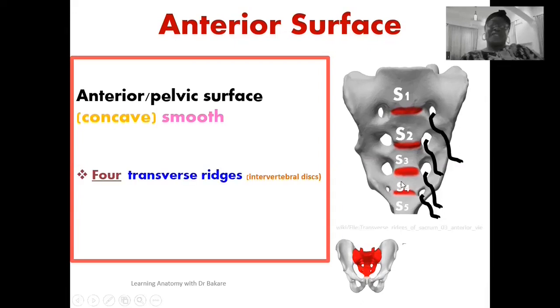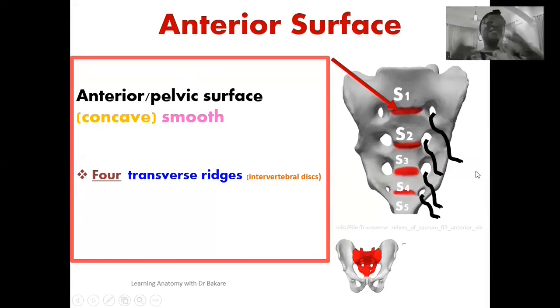If you look through this surface, we have 4 horizontal or transverse ridges, and this is what is arrowed here in red. So we have 4. This is the first one, this is the second, the third, and also the fourth. Because we have 5 sacral vertebrae, we have 4 transverse ridges. These transverse ridges are remnants of the intervertebral disc.